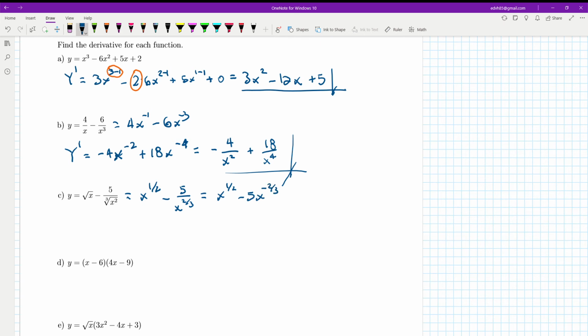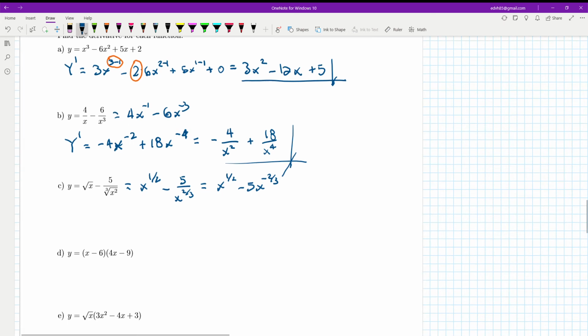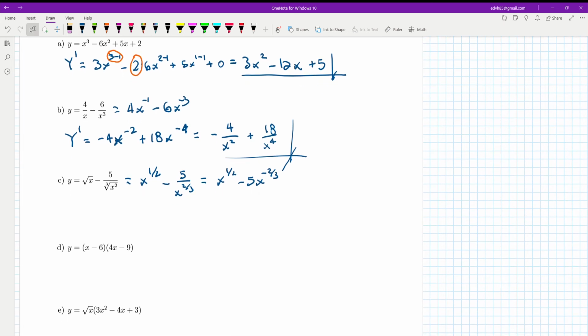Okay, so this is not the calculus yet. This is only the algebra that we need to rewrite the function. So now let's do the calculus. y prime equals 1/2 x to the, I'm going to do the numbers here, 1/2 minus 1, and then minus negative 2/3 times 5 x to the negative 2/3 minus 1.